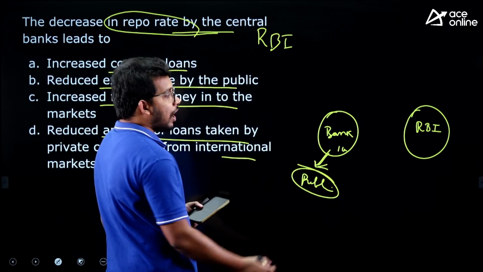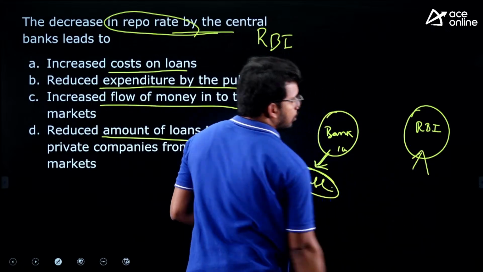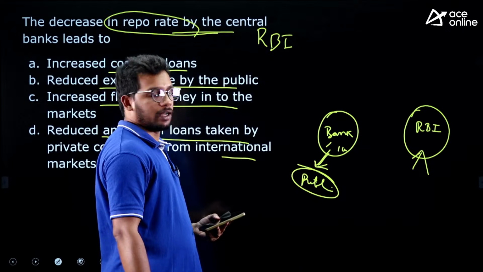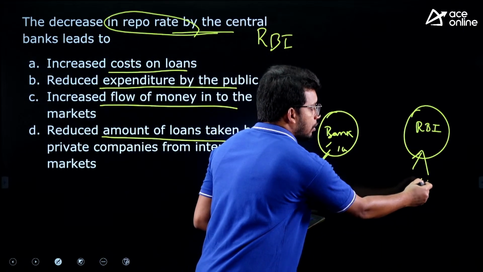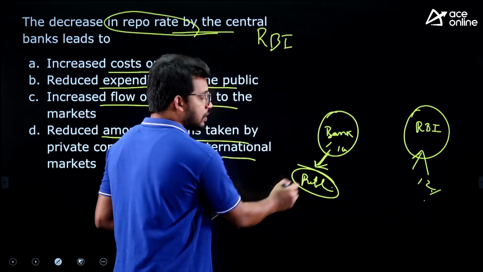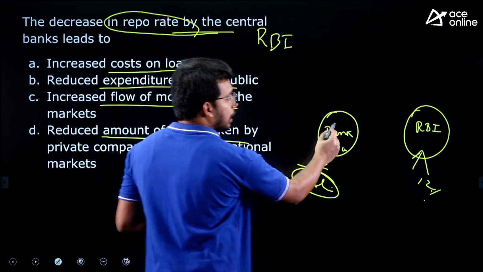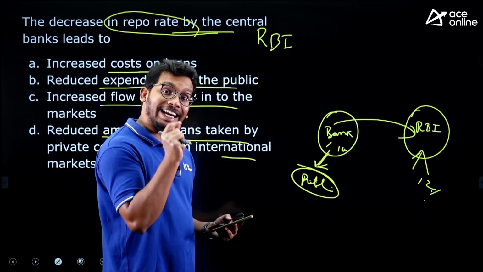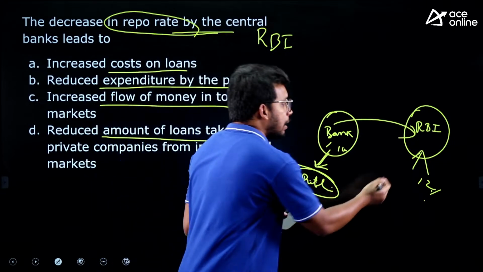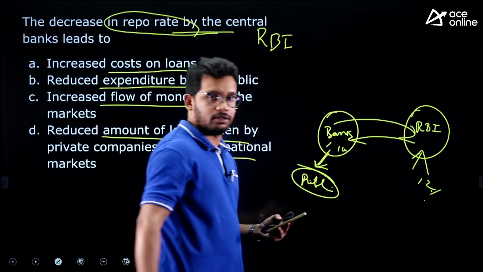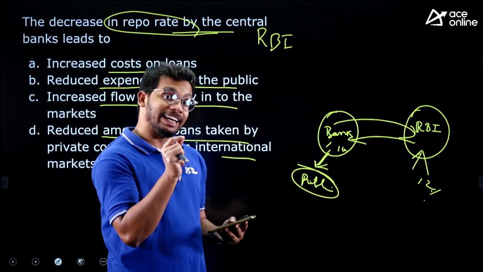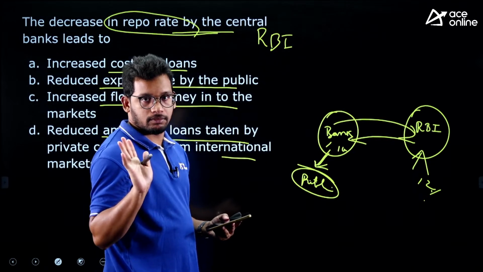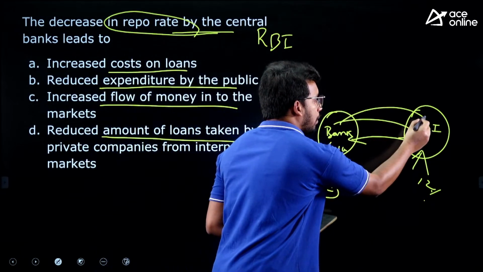But what if the RBI gives more interest? Here the public pays 10% interest to the banks. If the RBI gives 12%, will they give money to the public? They will give money to the RBI. So repo rate is nothing but the interest rate which the RBI pays to the banks when these banks give money to the RBI.